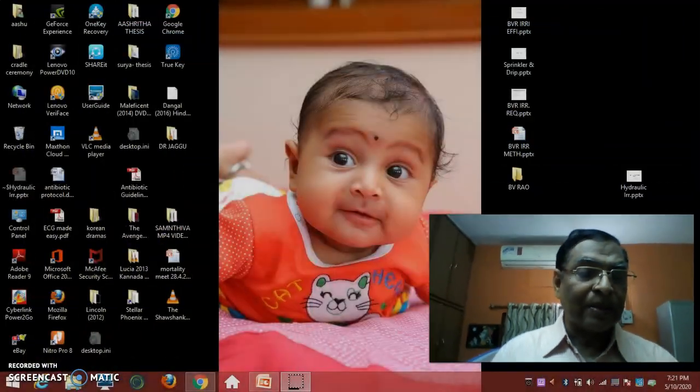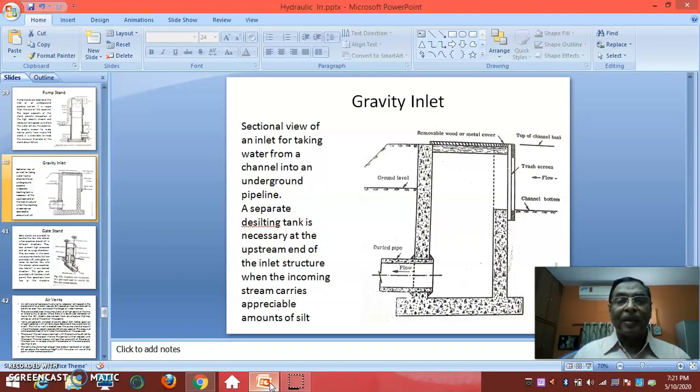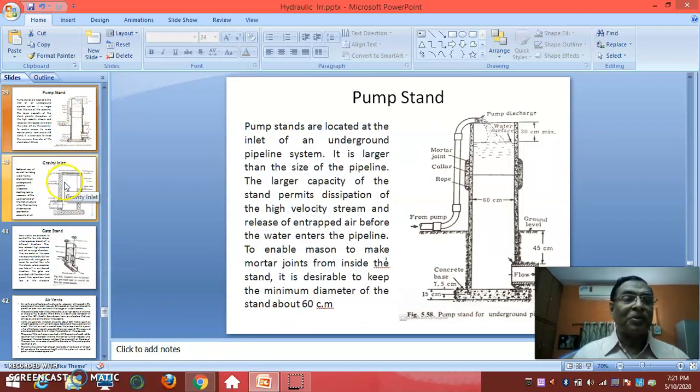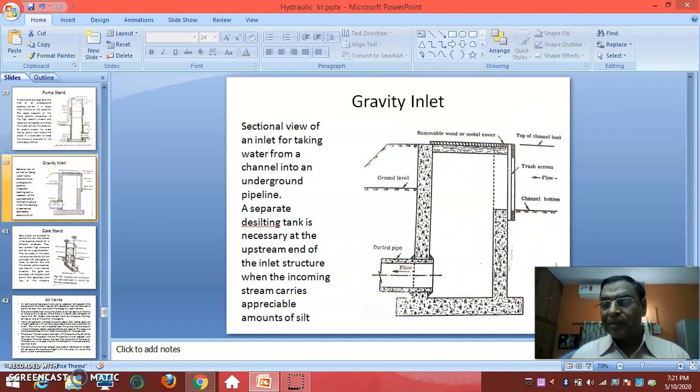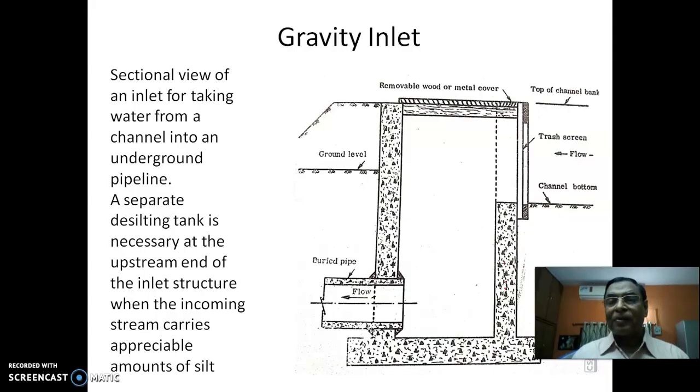Now we have seen this pump stand already, and now gravity inlet. This is one thing which is required. Suppose you are drawing water from a channel. Channel water means not from borewell but from an irrigation channel which is having a surface channel. This is a sectional view of inlet taking water from a channel into an underground pipeline system. So you must have a desilting tank before it is going underground.